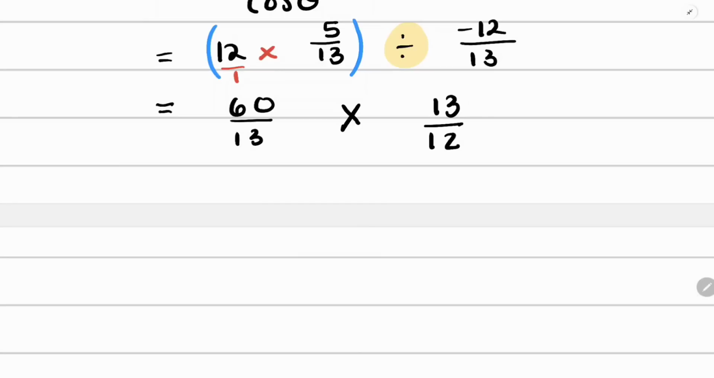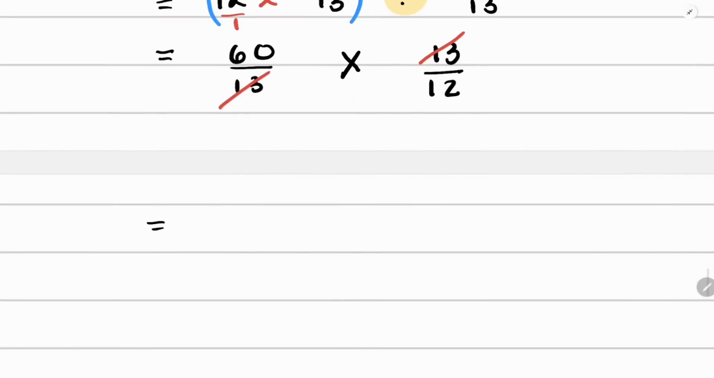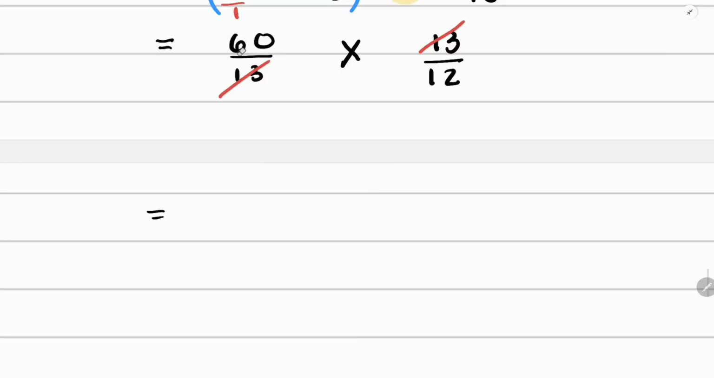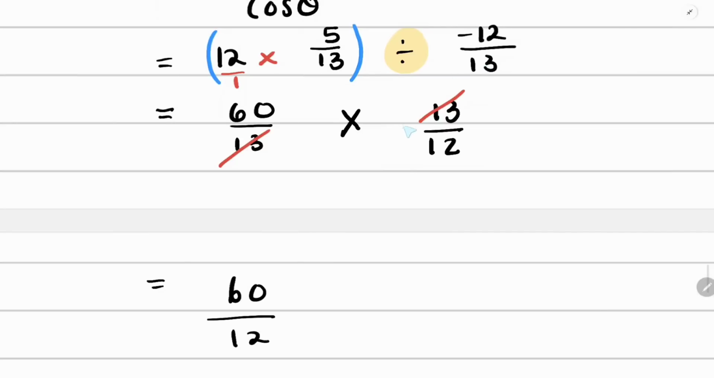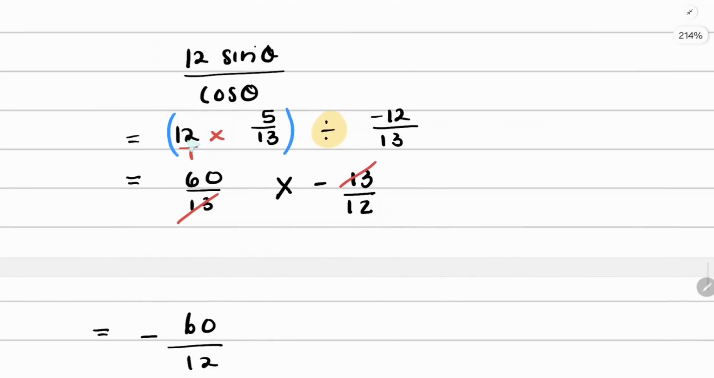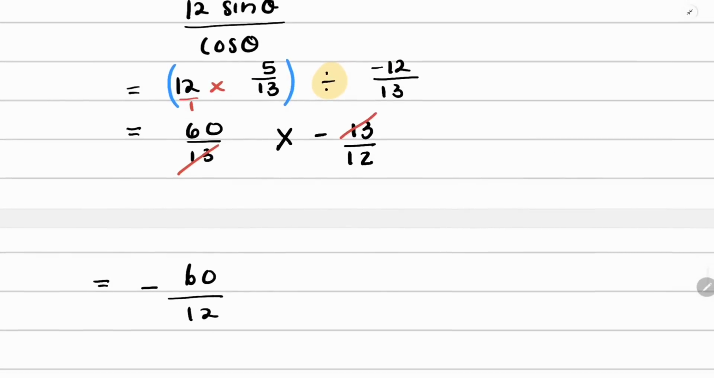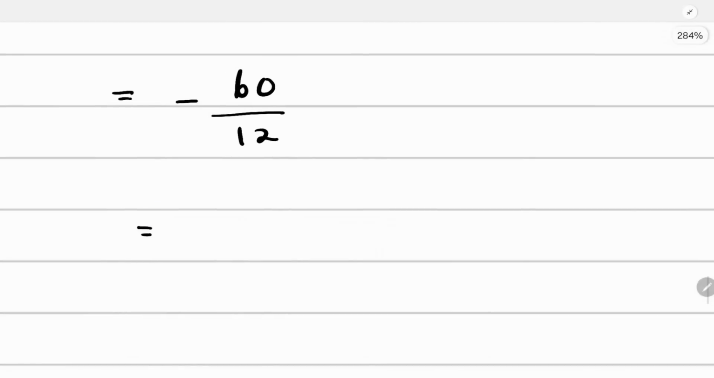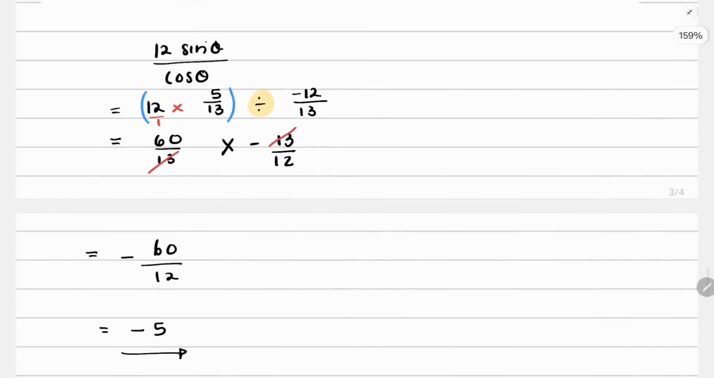Do you see that 13 and 13 are common diagonally? So they will cancel, which now leaves 60 over 1 times 1 over 12. 60 times 1 stays 60, and 1 times 12 is 12. And I shouldn't forget that negative, it's negative still. So we have negative 60 divided by 12. You saw how 12 times 5 gave us 60, so 60 divided by 12 gives you 5. So this is negative 5, and that's our answer. Okay, moving on to the next question.